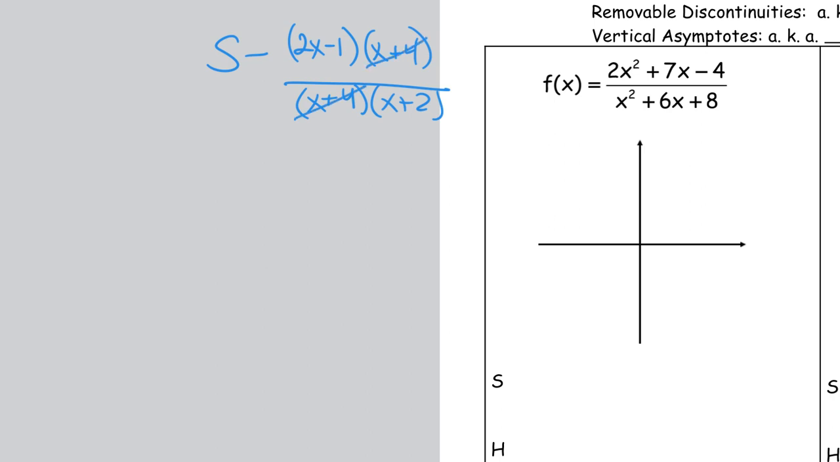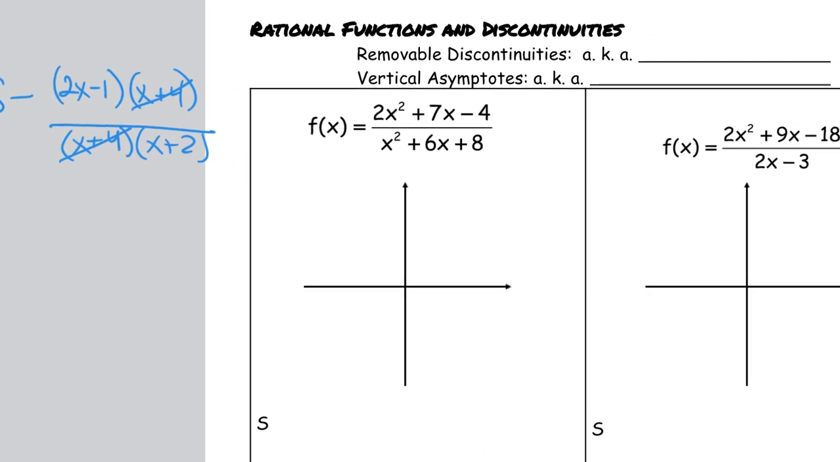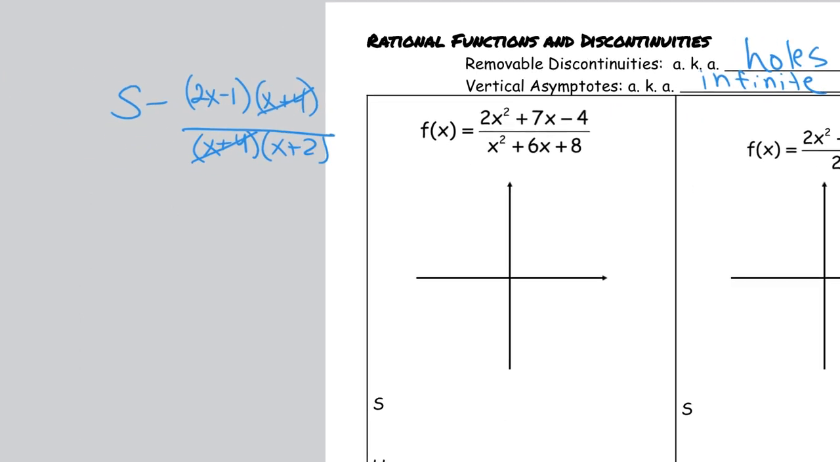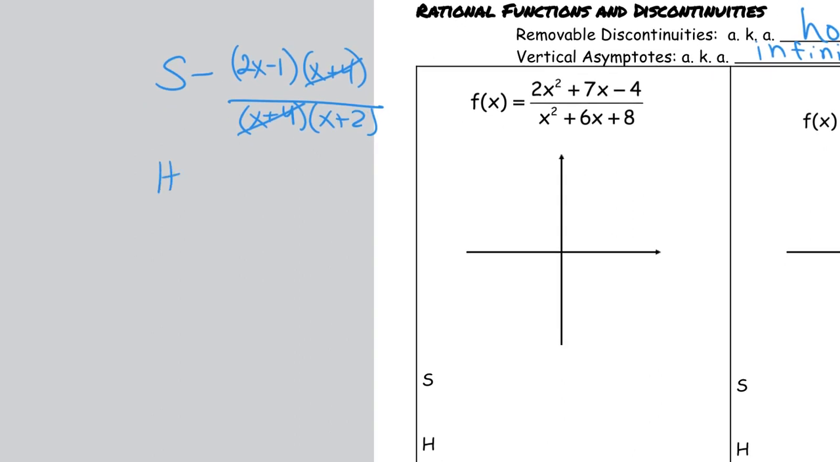So these two actually will cancel out. In other words, we're removing them, right? So those are called our holes. The other ones, those vertical asymptotes, well, those are the ones that go on, they're infinite. So here we go. If we were to continue with a hole, and this is the mistake you'll make.